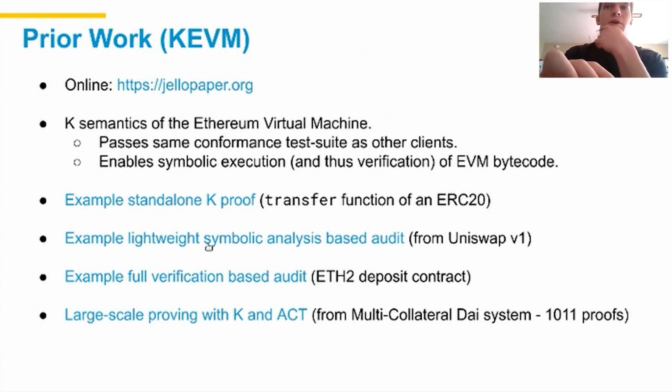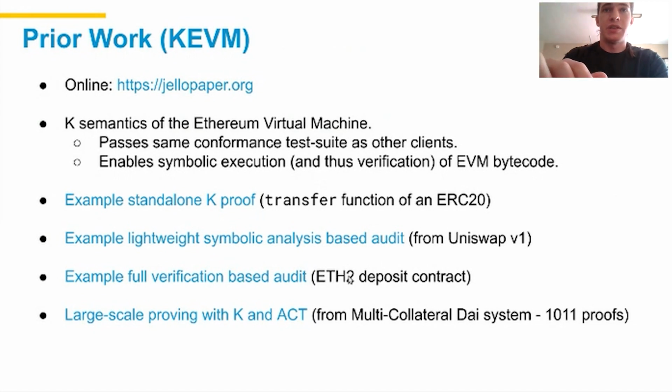So for example, the Uniswap V1 audit I mentioned, we developed this lightweight symbolic analysis way of doing audits, which is a lot lighter weight than doing full proofs, but allows you to reach a large amount of the same guarantee, and it's cheaper. It's the main thing. We've also done full verification, where we write down that specification I showed you, but for an entire contract.